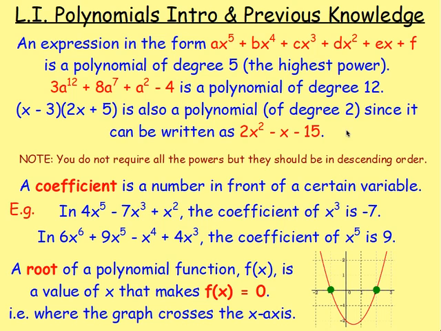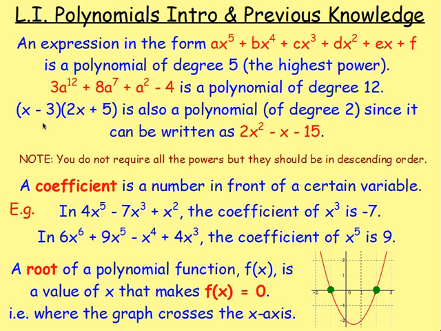Here we go. So, what are polynomials? Well, expressions like this, where you have x to the power of 5, 4, 3, 2, 1, 0, are polynomials. This is a polynomial of degree 5 because 5 is the highest power. You don't have to include all the powers. For example, this expression is also a polynomial, and this one would be a polynomial of degree 12, because it's the highest power.